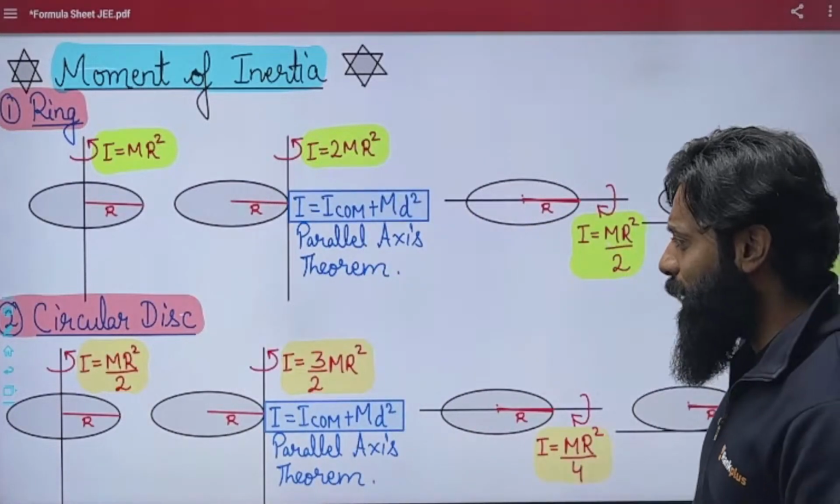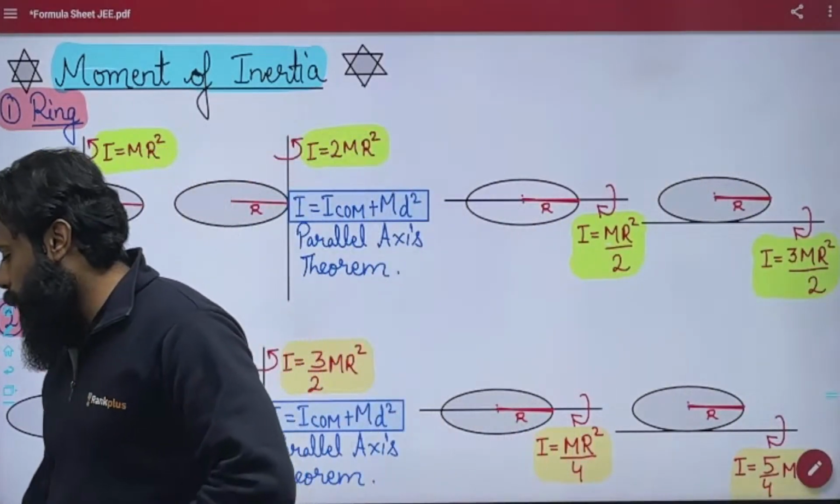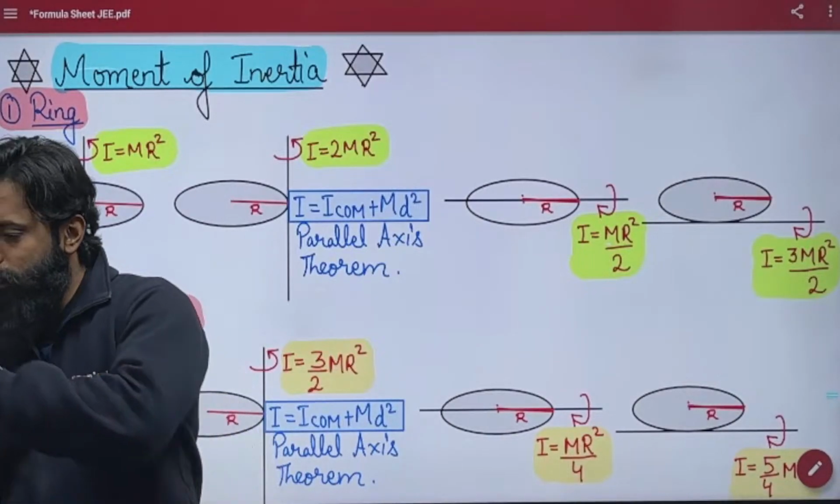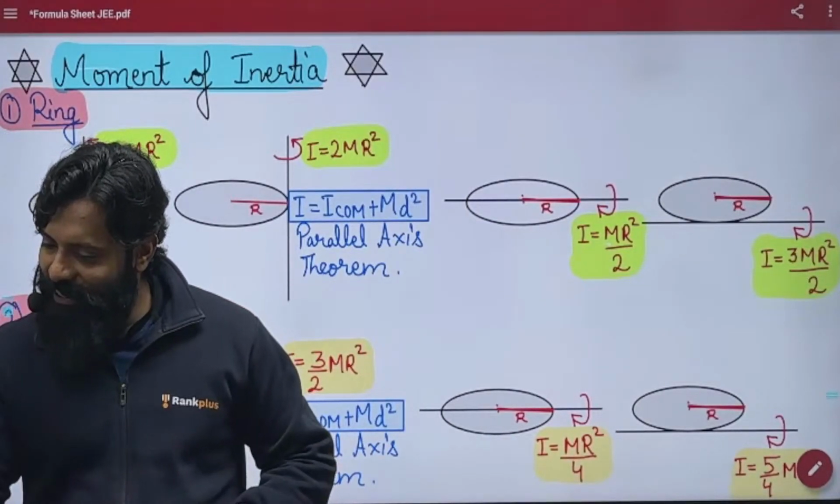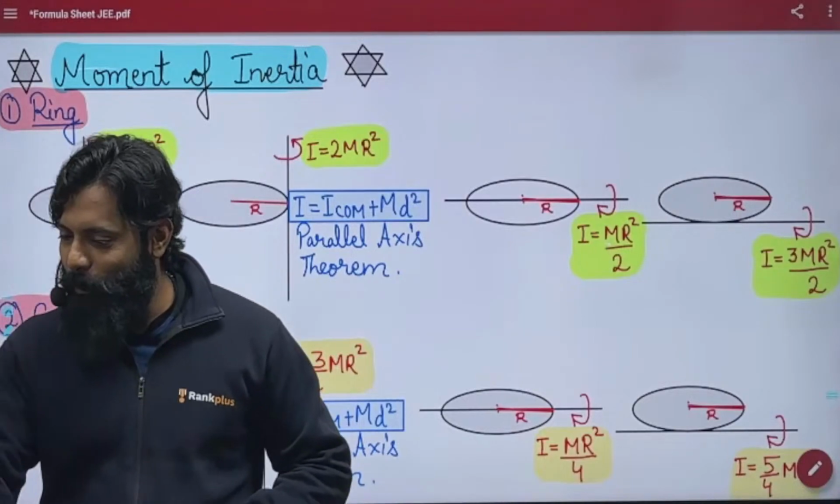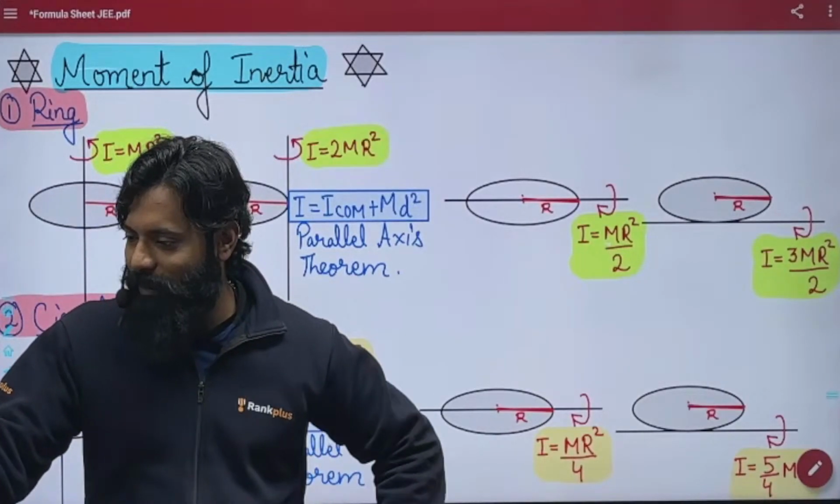So these formulas are very, very important. In case of a circular disk... don't say too much. They will change the paper. No, they won't be changing the paper.